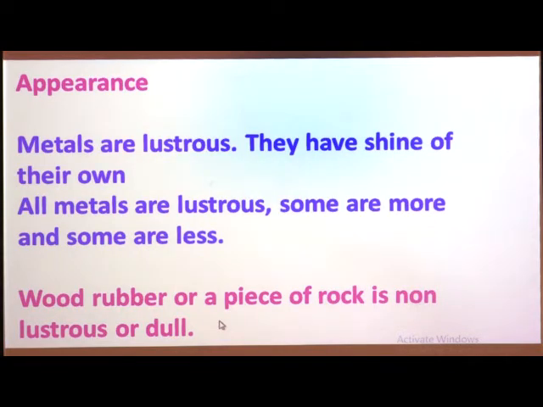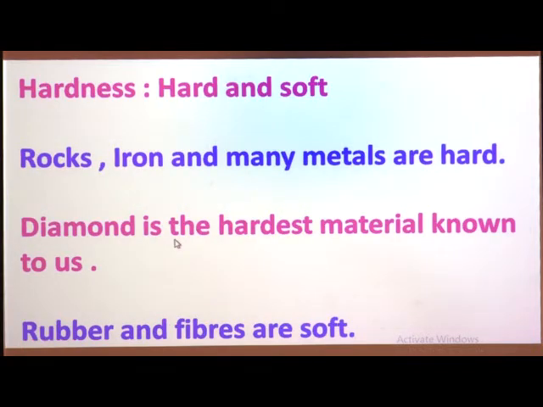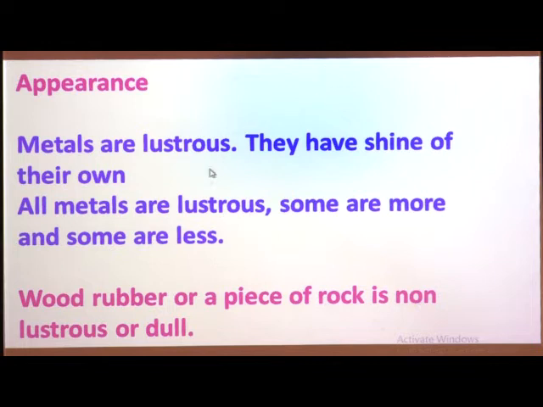Appearance. Metals are lustrous. They have shine of their own. All metals are lustrous. Some are more and some are less. Now what is meant by lustrous? Lustrous means shine. All the metals are shiny. When we see a metal, the metal appears to be lustrous. They have shine of their own.